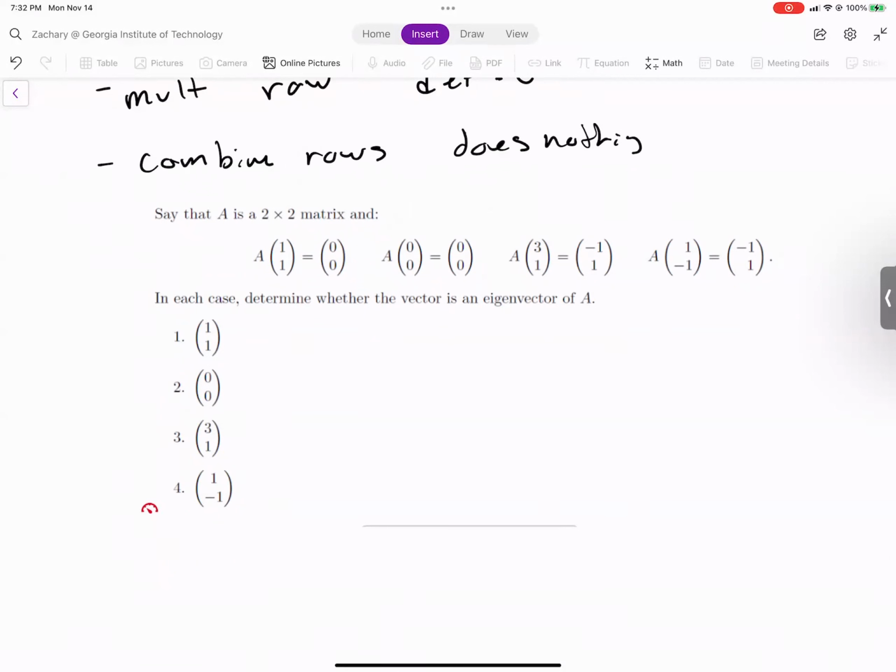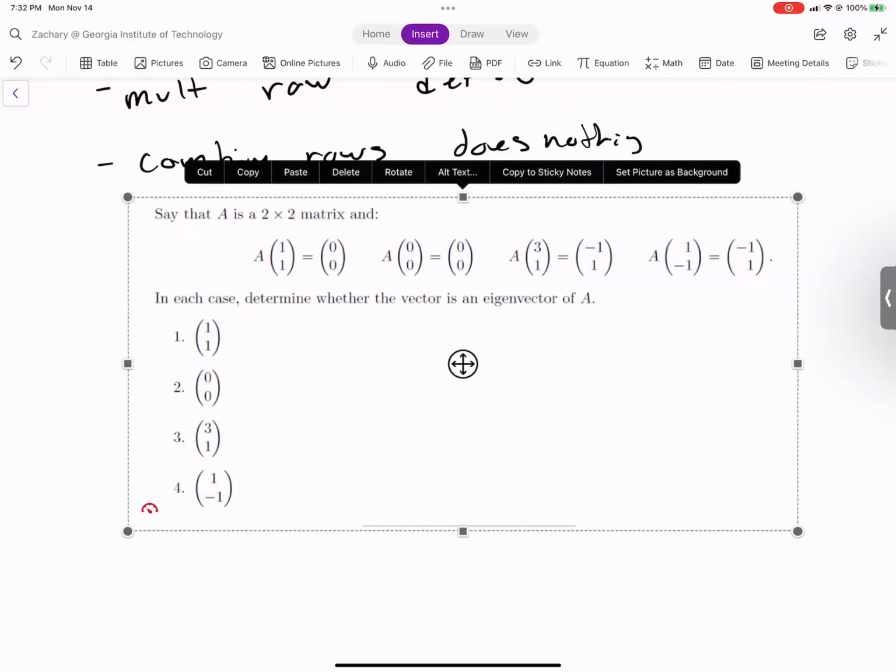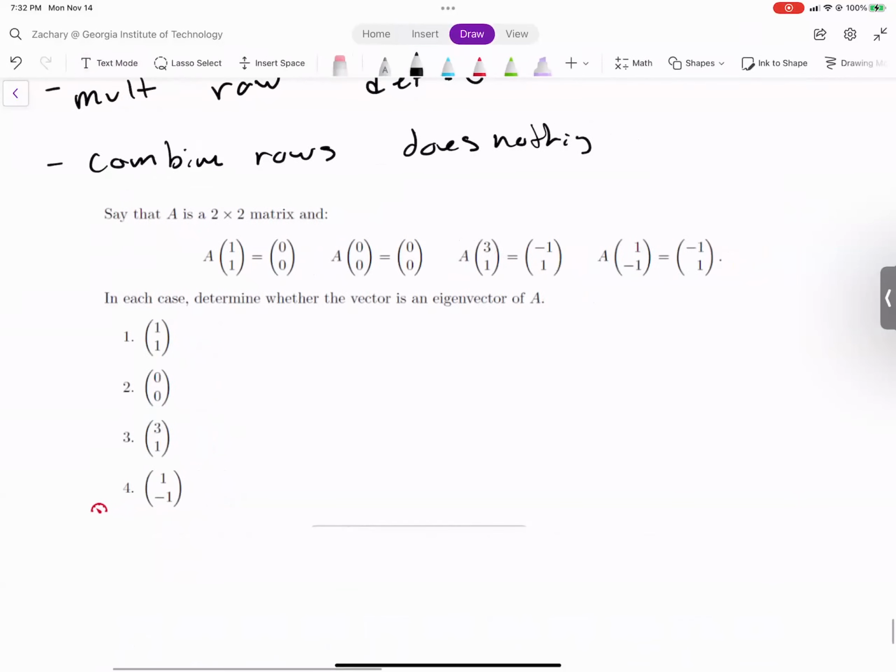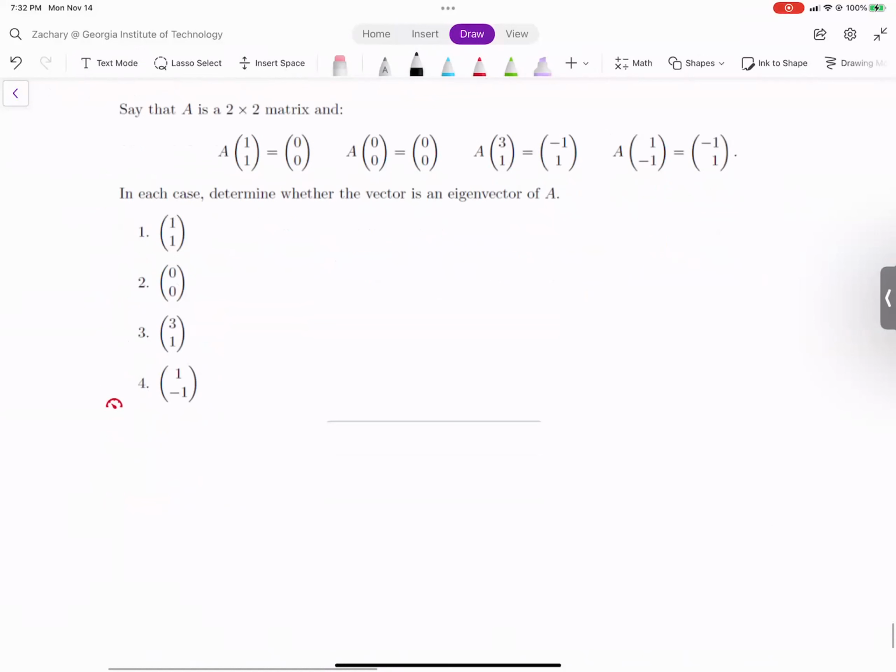So one second, let me do this question. Okay, this question is from your last quiz. Say A is 2 by 2 and A times this 0, 0, 0, 0 equals 0, 0, and so on. Going from this vector to here, what do we multiply by? 0. From here to here, nothing. From here to here, what do we multiply by? Who knows? From here to here, what do we multiply by? -1. So what are my eigenvalues?